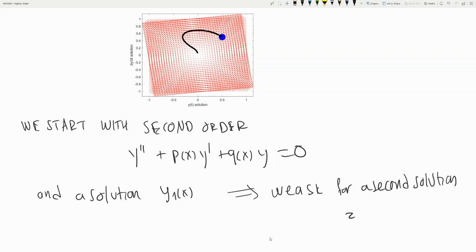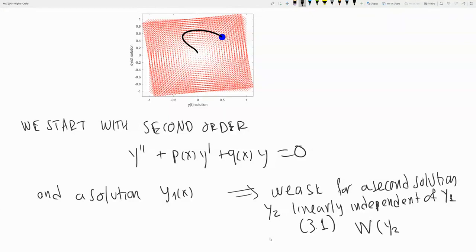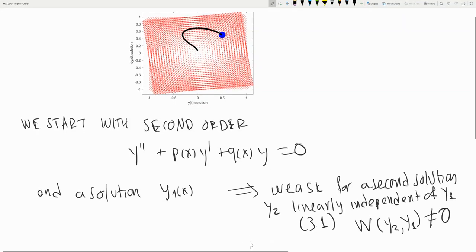That would be linearly independent of y1. So this is from section 3.1. As you learned in 3.1, the Wronskian of y2 and y1 is not zero. Okay, so we have to find y2.